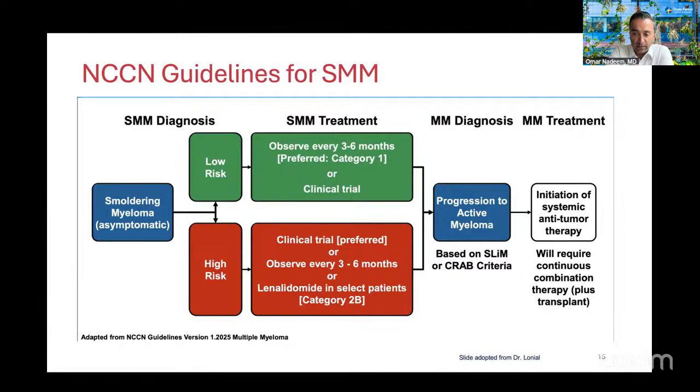And then really only at the time of progression to active myeloma, using some of the criteria, myeloma therapy will then be administered, which is again using those 4-drug regimens and maybe stem cell transplants and now maybe even CAR T cell therapy. So that's really reserved for patients that actually develop symptomatic myeloma.